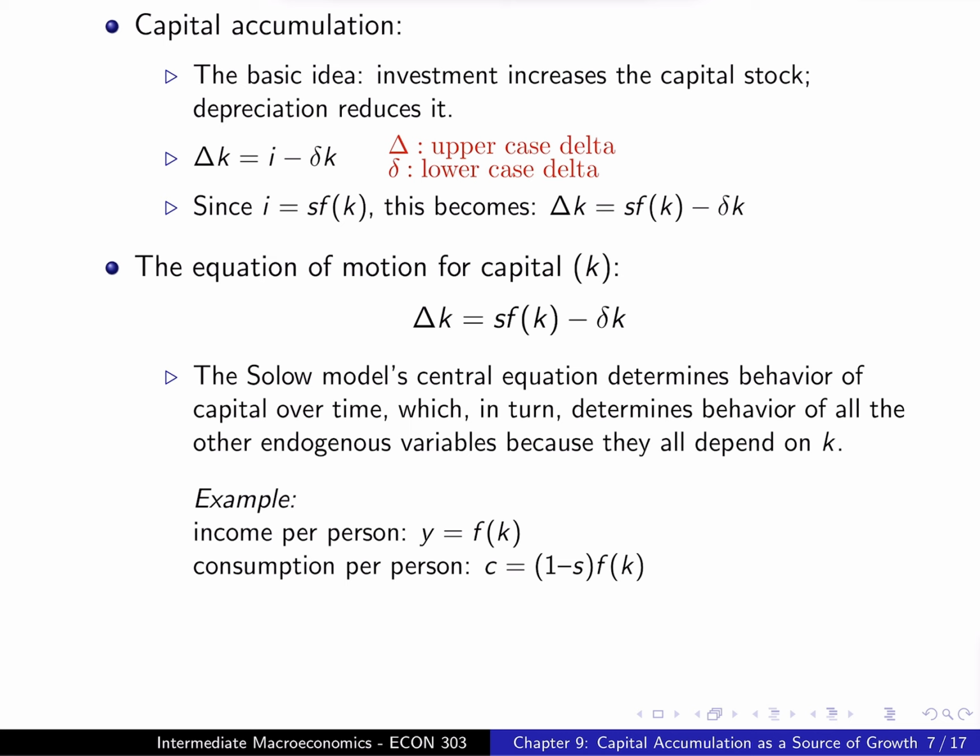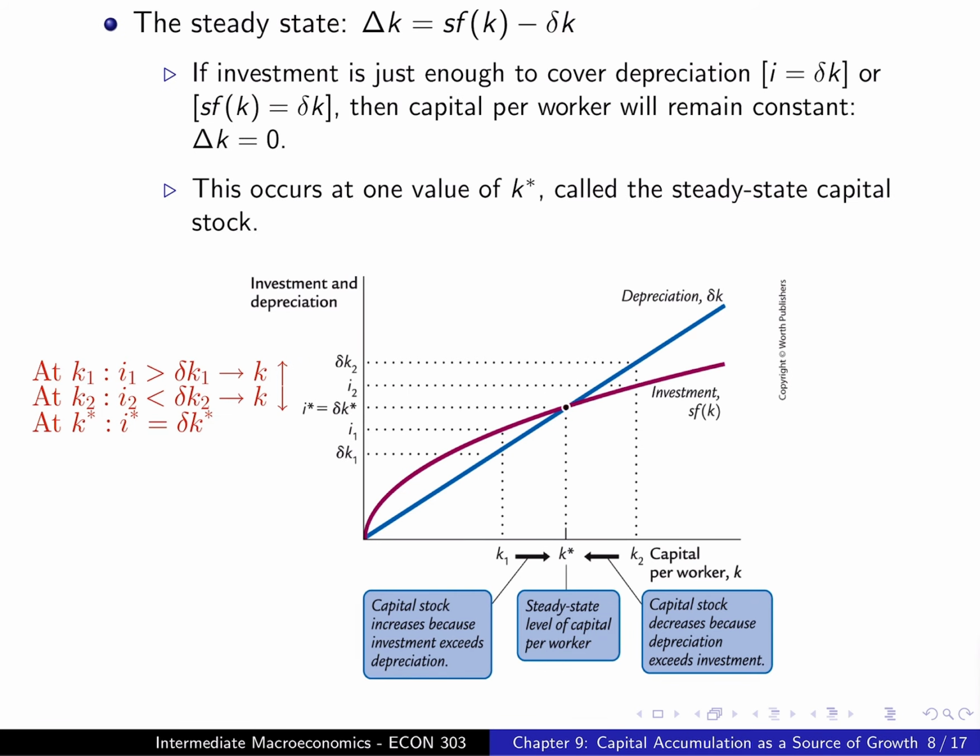For example, let's recall a few important relationships that depend on k. Income per person or per worker, that is y, equals f(k). Consumption per person or per worker, that is c, equals (1 − s) times f(k). In short, once we track k, we can derive output, consumption, investment, and the entire behavior of the economy.